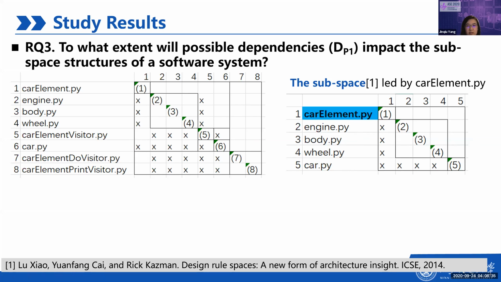Okay, I see. So does this one subspace correspond to one module in the architecture? Yeah. In one subspace, for example, we can cluster the files into some modules. Yes, I see.